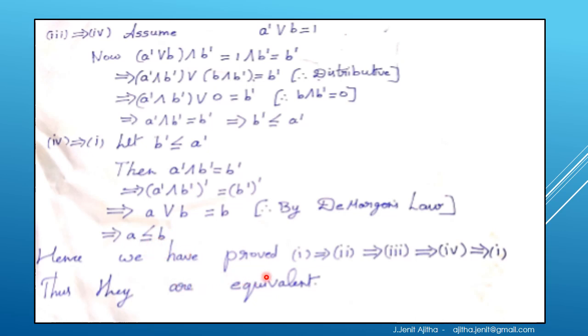So hence we have proved 1 implies 2 and 2 implies 3, 3 implies 4 and 4 implies 1. Hence they are equivalent.